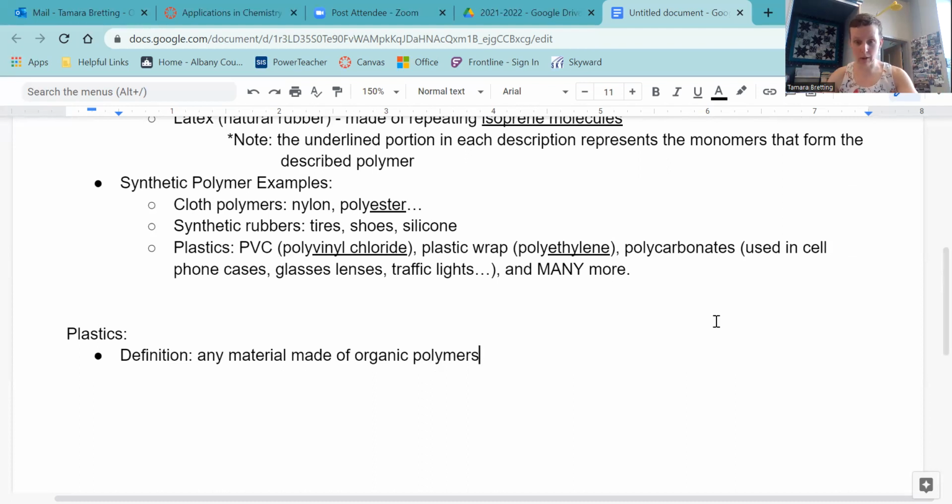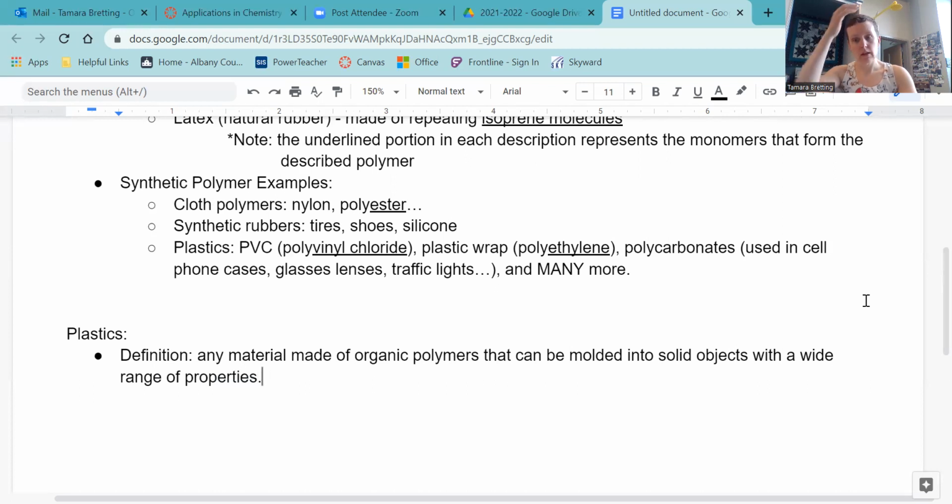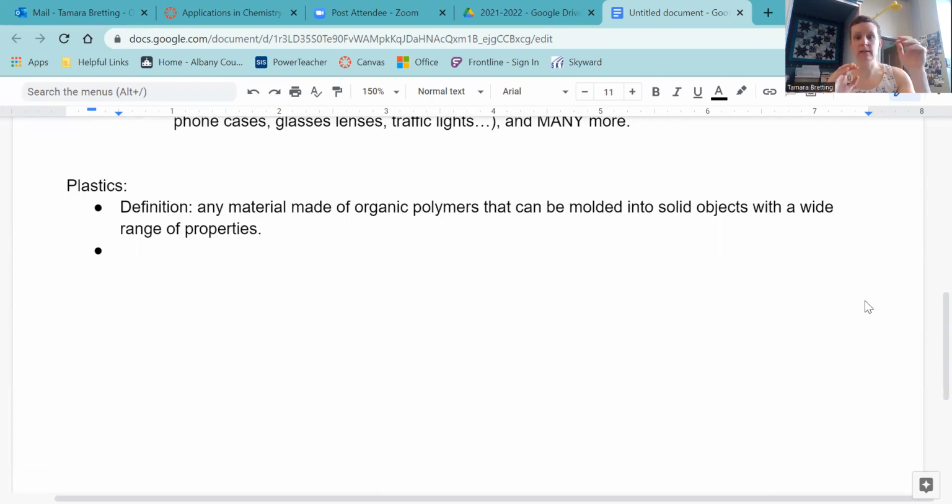So any material made out of organic polymers that can be molded into solid objects with a wide range of properties. Okay, we're going to be able to classify plastics into multiple different categories. So the first way I want to classify them, there are two major categories of plastics.